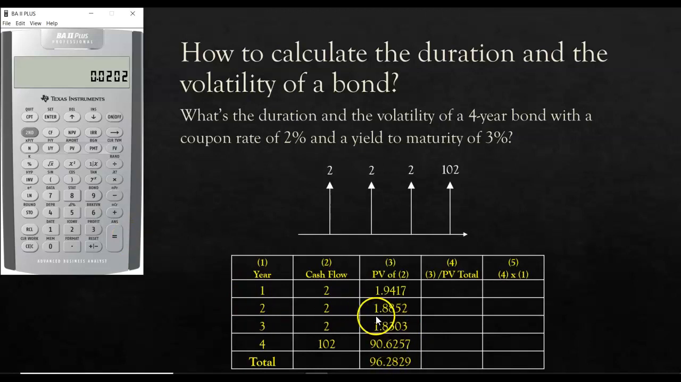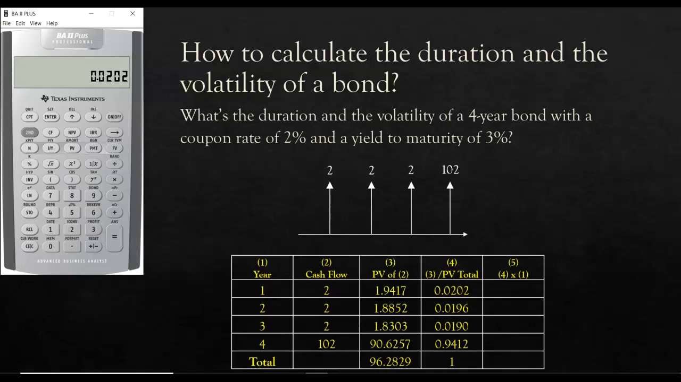For example, for the second one, you take 1.8852, divide that by 96.2829, and then here you do the same thing, here you do the same thing, and that is basically how you get those numbers. All right, and then at the end, you don't actually have to do this, but I think it's a nice verification.